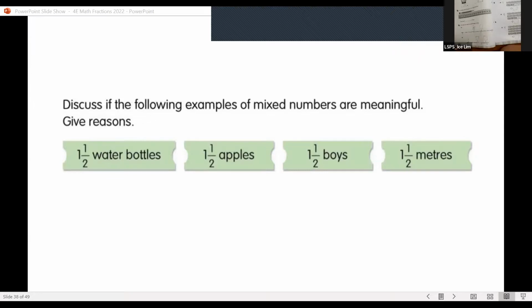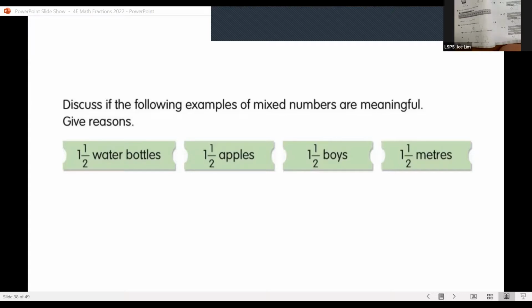Just now I talked about some of the examples. Does 1.5 water bottle sound right? Is it meaningful? Not really, right? Do you really bring half a water bottle out? You don't, right? Unless you're chopping the water bottle to reuse as a container for planting some plants, maybe, upcycling. But to really have 1.5 water bottle doesn't sound very right. But can I say I have a 1.5 water bottle filled with water? Yes, sounds about right.